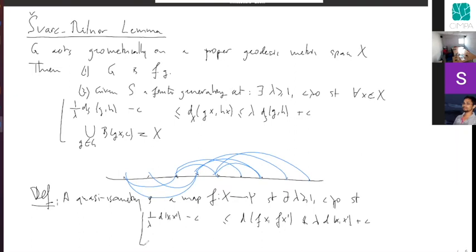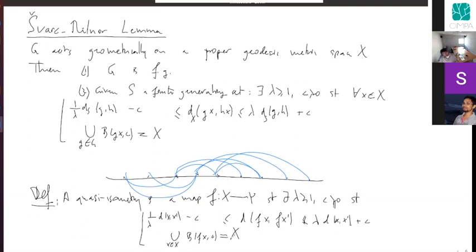And if you look at the union of all the balls centered at the images of the points of radius c, then it covers the whole space x. Okay, so this property 2 leads us to the definition of a quasi-isometry. And so the one thing that we want to do is to understand groups up to quasi-isometry, because then it means that we can look at any Cayley graph. They are all quasi-isometric to one another.